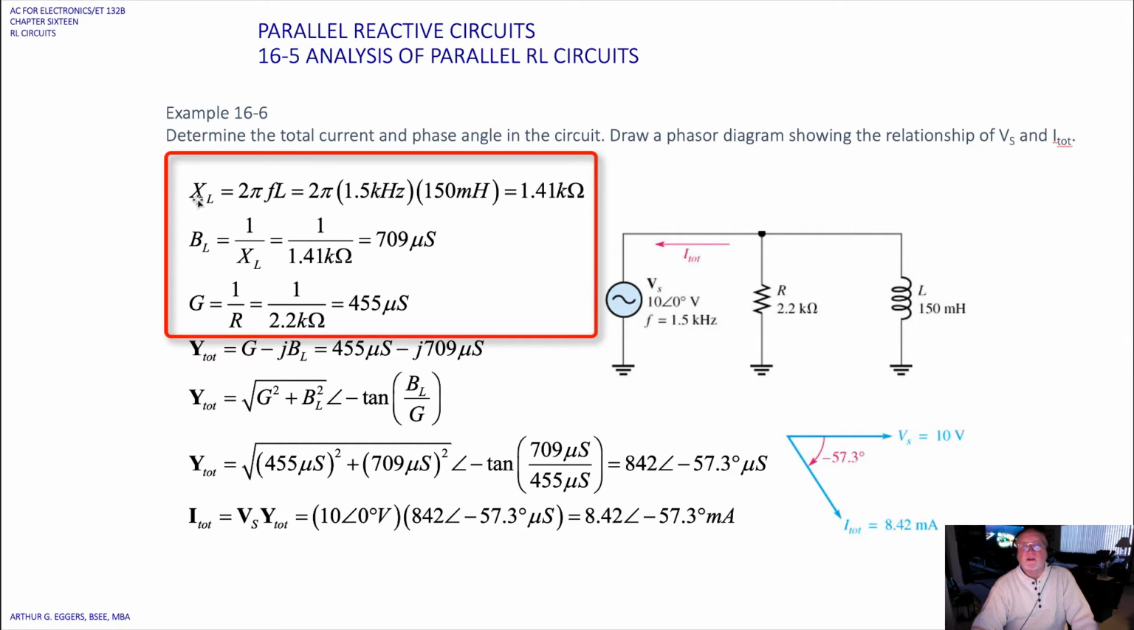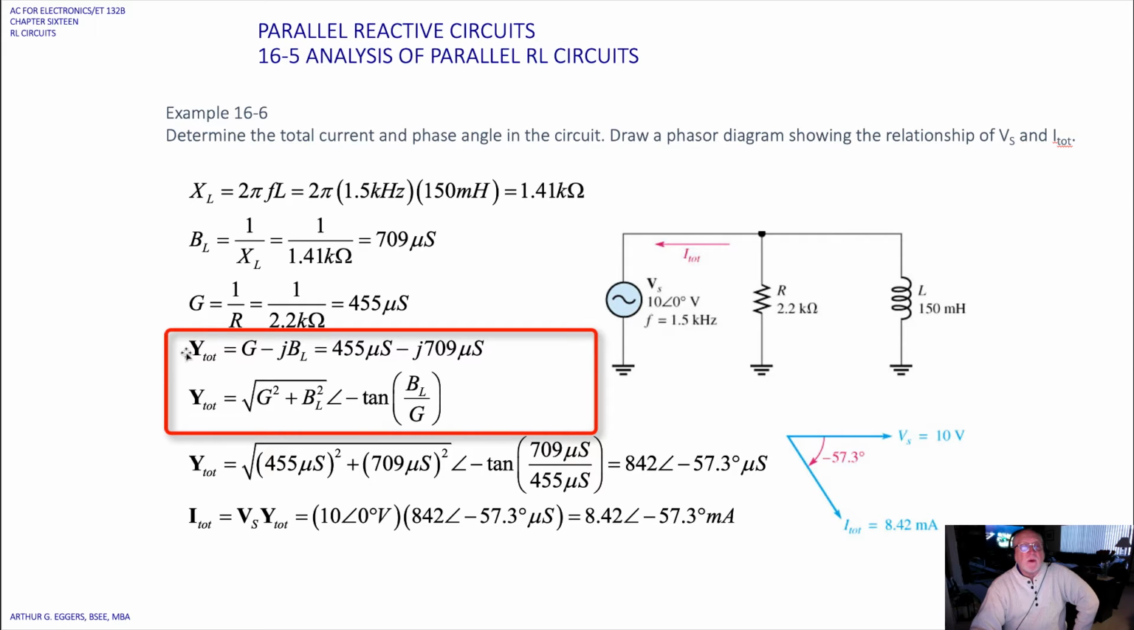So, first thing we need to do is convert that inductor into an inductive reactance. So we do that. 2 pi FL gives us 1.41 k ohms of resistance. We're going to invert that so that we get its susceptance, and when we do, we get 709 microsiemens of susceptance. We're going to do the same thing with the resistance value, 2.2. We're going to turn it into its conductance, so 1 over R gives us 455 microsiemens then.